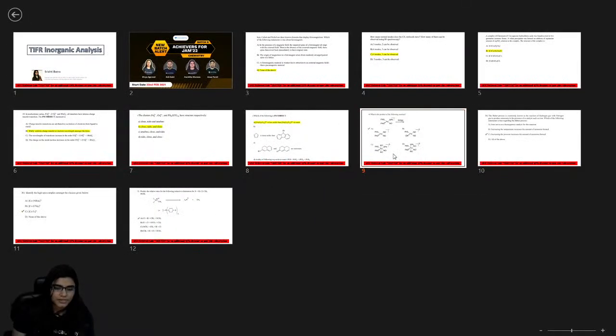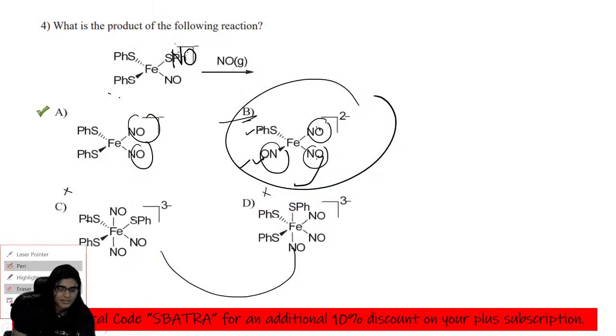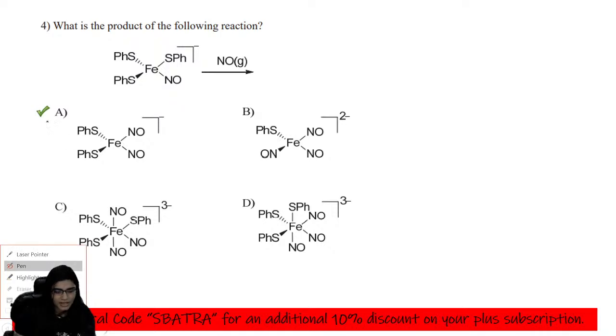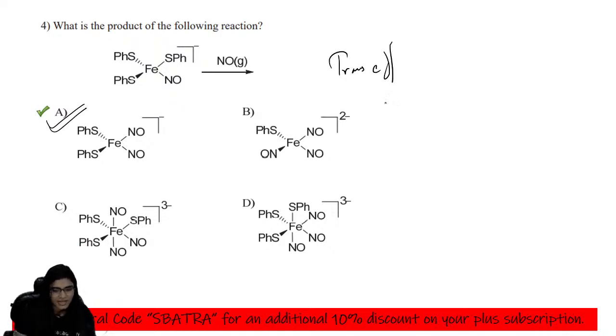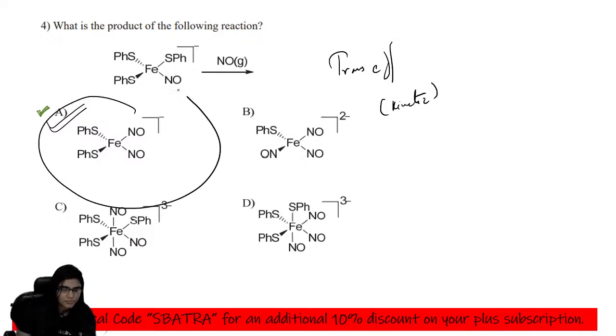Okay, so what is going to be your correct answer? Option A is going to be your correct answer due to trans effect, which is a kinetic effect. So due to trans effect, we can say that option A is going to be your correct answer, right? See, the question is very simple, you just need to figure out the correct approach. Okay, so let's take the next question.